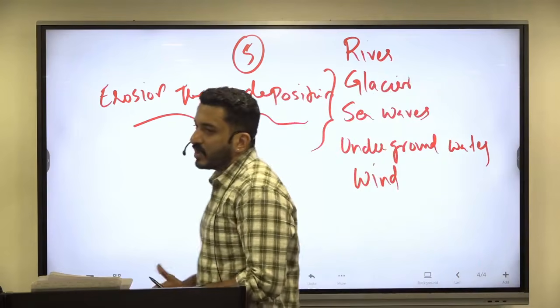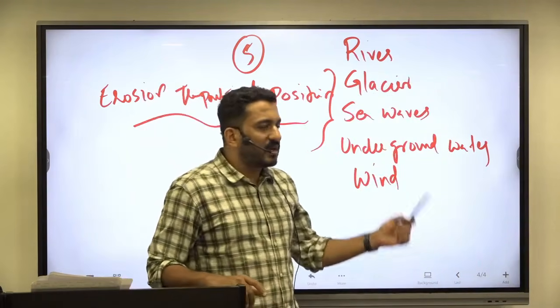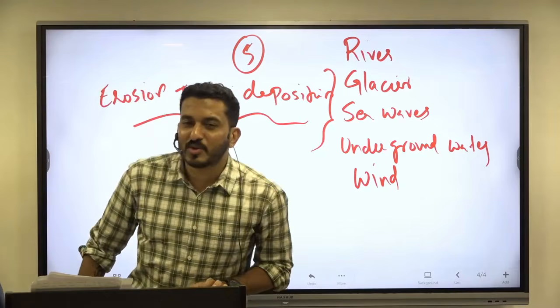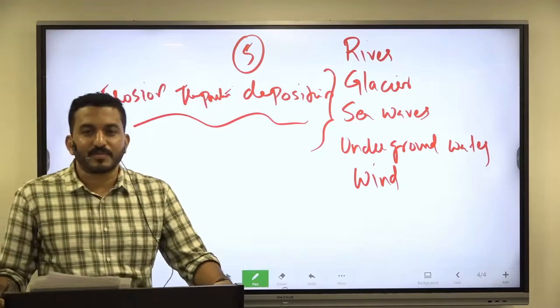glacier, sea waves, underground water. You will be having a question like how underground water will act as an exogenic agent. That will be our next doubt. That also you have to wait. We will study it in geomorphology.